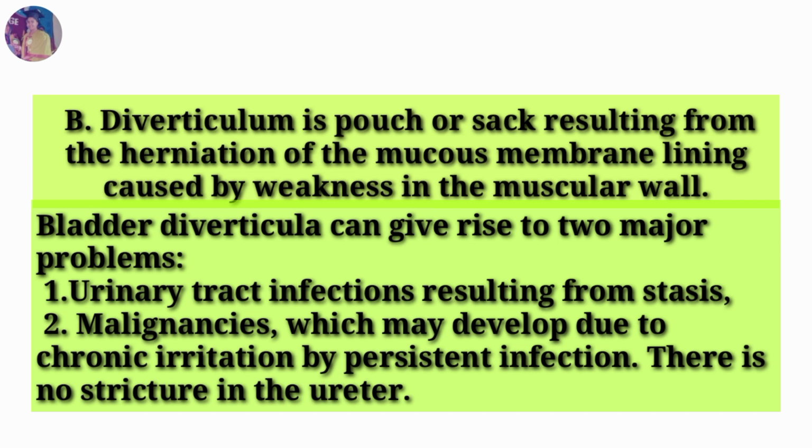Rationale. Diverticulum is a pouch or sac resulting from the herniation of the mucous membrane lining caused by weakness in the muscular wall. Bladder diverticula can give rise to two major problems. First, urinary tract infections resulting from stasis. Number 2, malignancies which may develop due to chronic irritation by persistent infection. There is no stricture in the ureter.